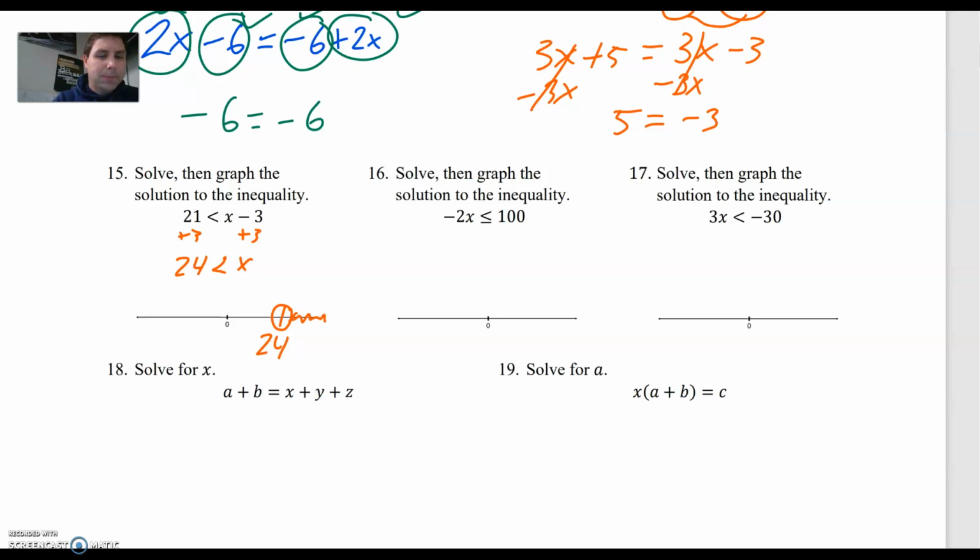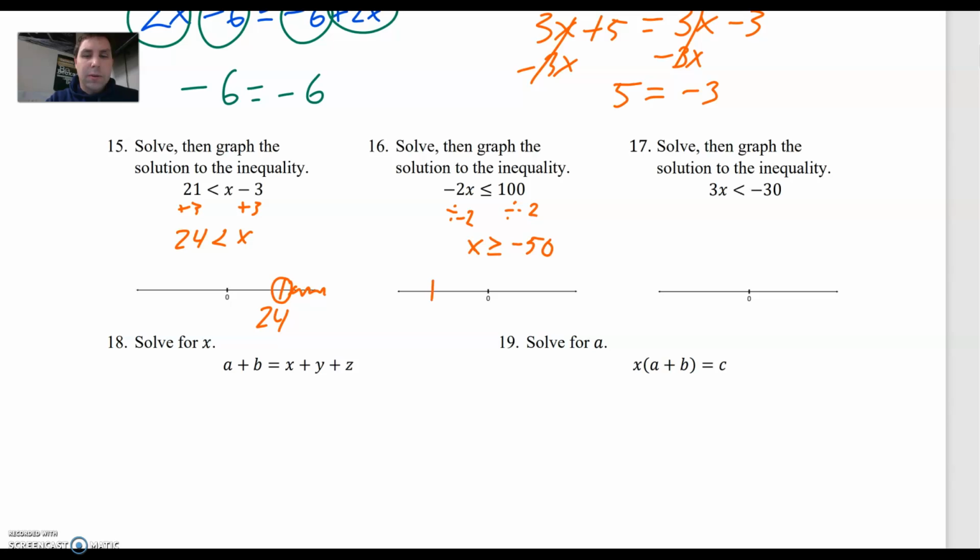Okay. 16, notice you have a negative 2x. In order to undo that negative 2, I am going to divide both sides by negative 2. But by dividing or multiplying by a negative number, remember we have to flip the sign because we're going in the opposite direction. We're changing the direction we're going. So that sign is now flipped, and now you get negative 50 here, and therefore I'd go over to negative 50. I'll put a filled dot in, and then shade everything that is less than negative 50, which would be everything on the left.